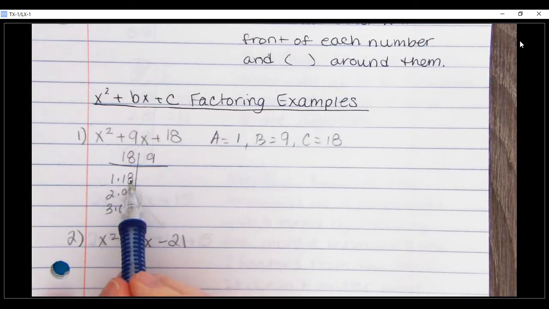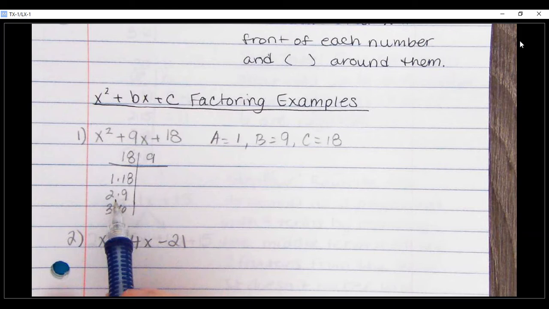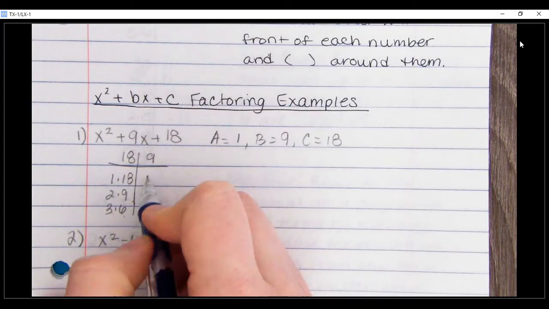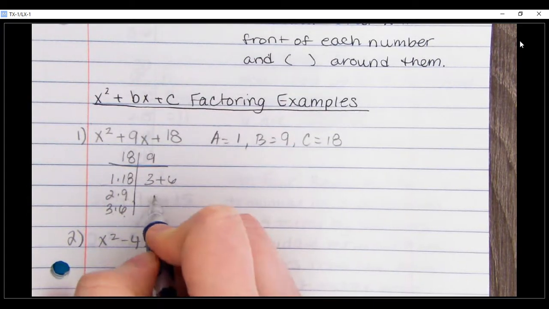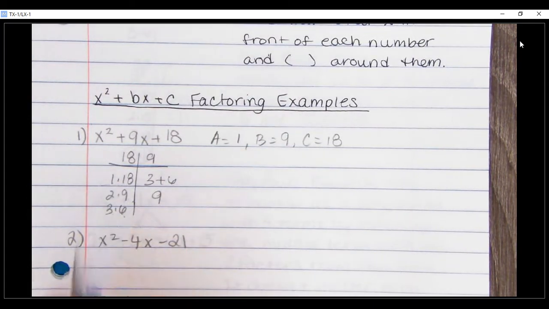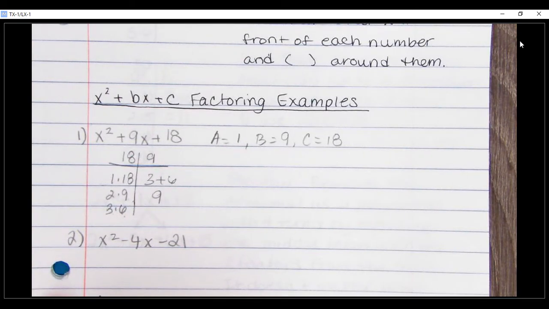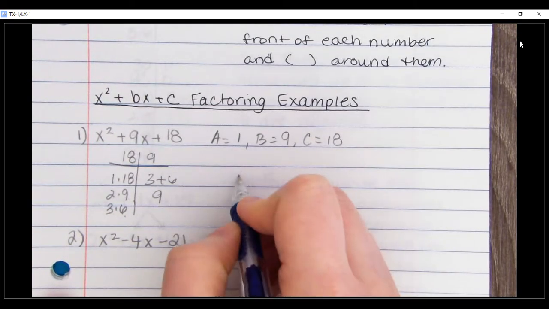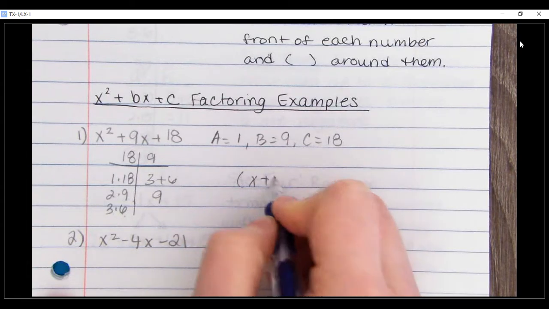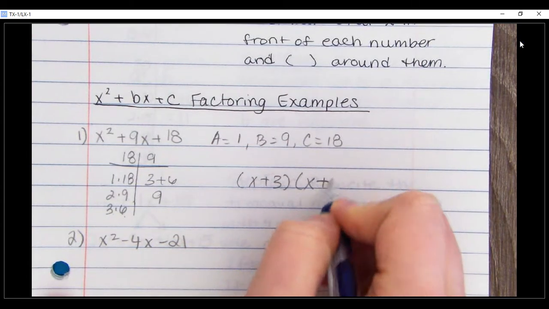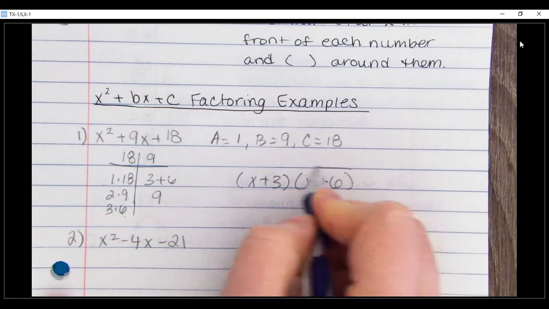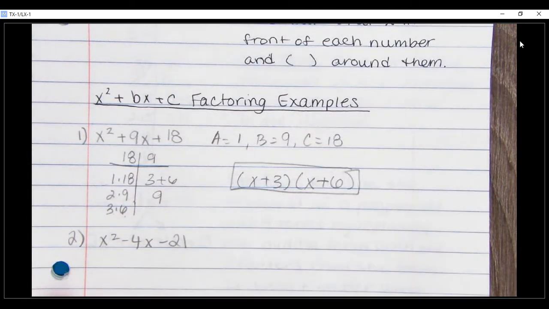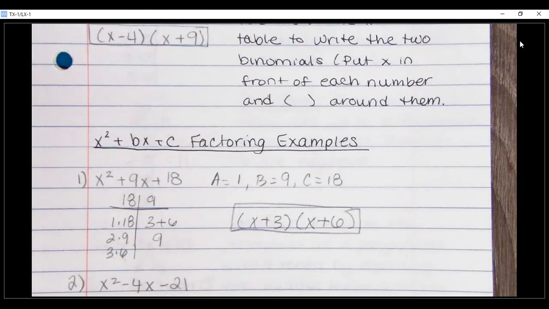Now, which one of these add up to 9? So 1 and 18, not really. 2 and 9, well, there's a 9 already there, so that's not going to work. What about 3 and 6? Hey, 3 plus 6 is equal to 9, and 3 times 6 is equal to 18. Perfect. So my solution is going to be x plus 3 and x plus 6. Yay, you're all done. Let's try one more.